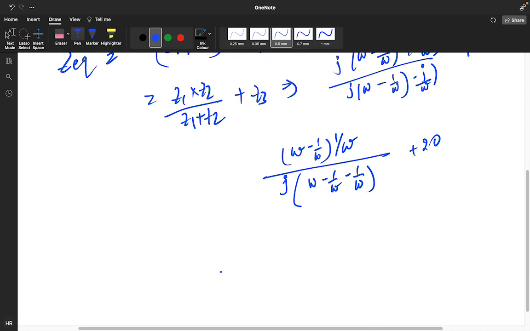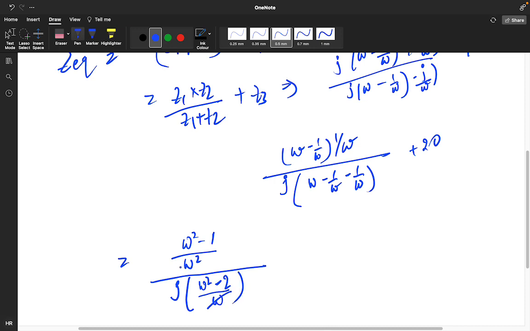So solve this and just tell me what value you will get. Omega square minus 1 upon omega square, divided by this omega, and omega is getting multiplied. This is your J, and what here you will get? That omega will be common. So omega square minus 2 divided by omega. So this particular will get cancelled out, and plus 20.